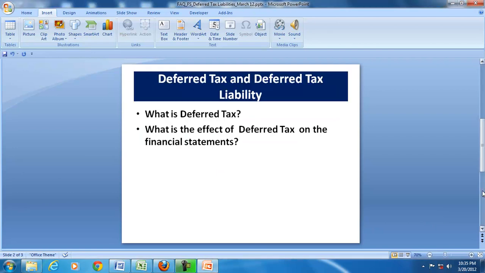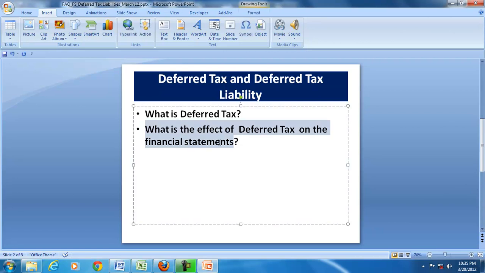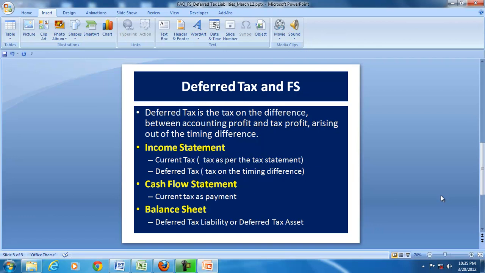In this session, our question is deferred tax and deferred tax liabilities. What is deferred tax? What is the effect of deferred tax on the financial statements? Before we understand the effect on a financial statement, let us understand what is deferred tax.